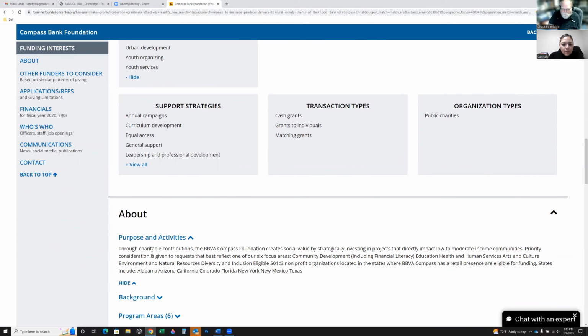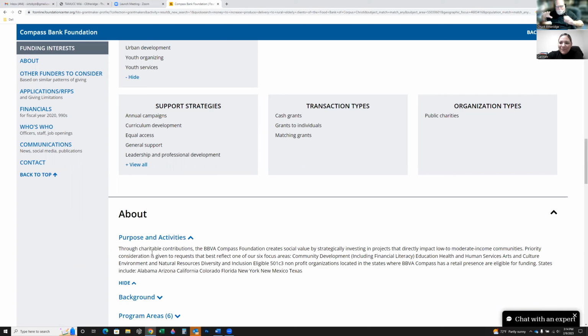Okay, you've got to pick through charitable contributions. The BBVA Compass Foundation increases social value by strategically investing in projects that directly impact low to moderate income communities. Six focus areas: education, human services, inclusion. Eligible nonprofits in the states where BBVA Compass has retail presence are eligible for funding. States include Alabama, Arizona, California, Colorado, Florida, New York, New Mexico, and Texas.